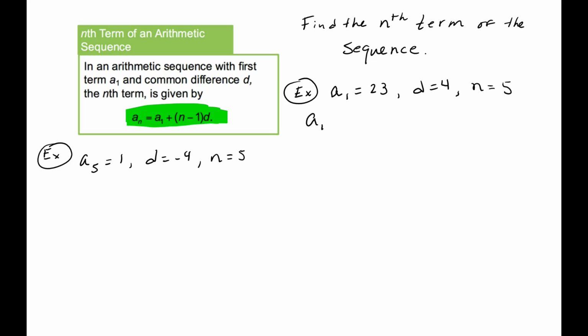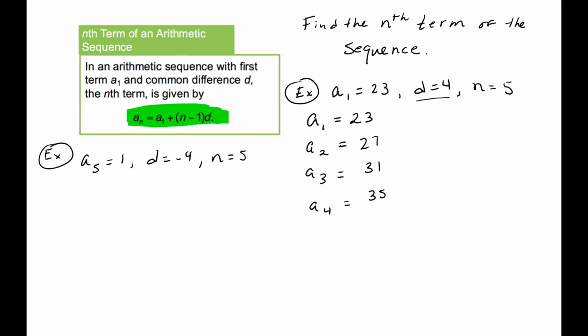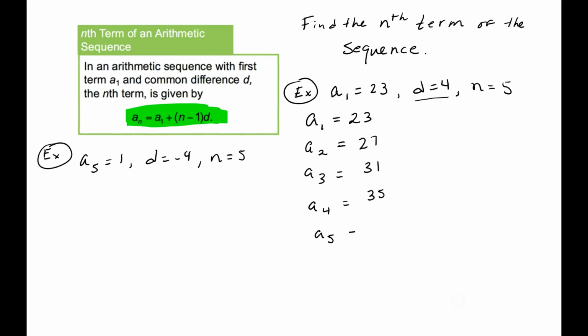So if I have in this first example A1, and it's not a steak sauce, A1 equals 23, A2 will be 4 more because the common difference is 4. So the next number up will be 27. A3, you add 4 again, you're going to get 31. A4 is going to be 4 more, 35. And A5, the one we were looking for, 39. You just add 4 more. Okay, so really nothing to it. But let's go ahead and take a look at the formula.